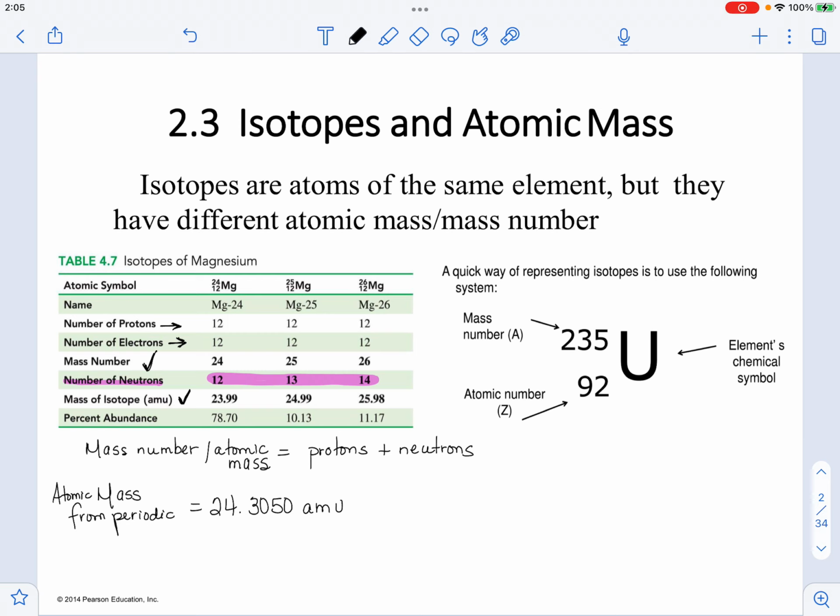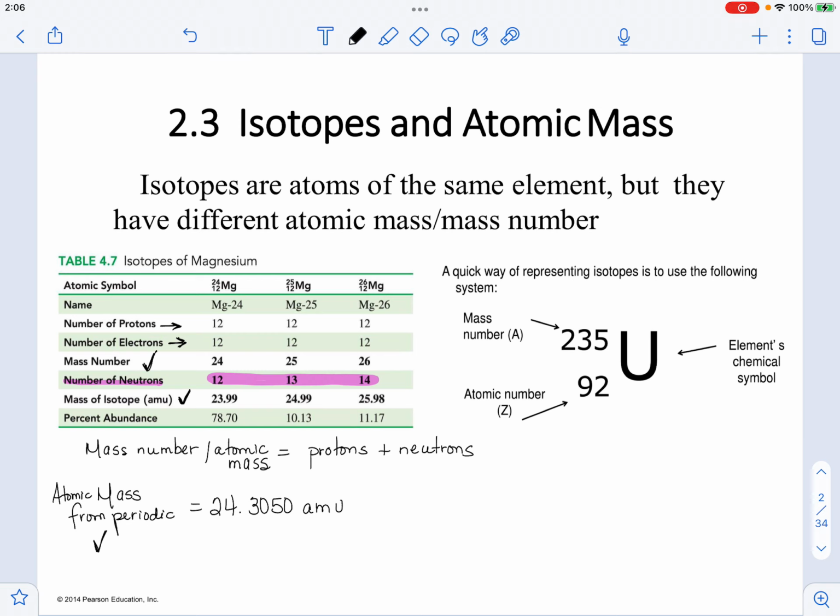Understand that even though in this course we're not going to learn how the mass that shows up in the periodic table comes about, in general this mass is going to be taking into account the percent abundances of each of the isotopes, and there's an actual calculation that you can do to understand how, based on percent abundance and the mass of the isotope, you can calculate that value that shows up in the periodic table, but we're not going to do it in this course.